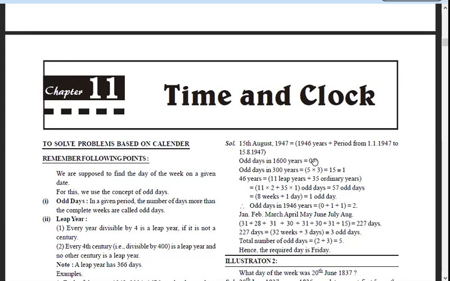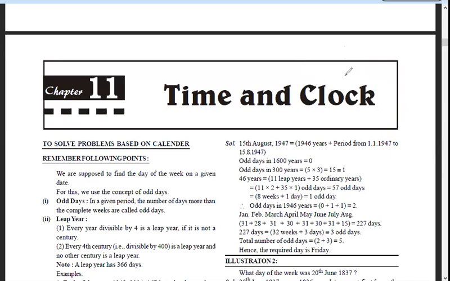So what you have to do? First, calculate till 1800, step by step. It's easy, it will be fast. 1600 discard. Then 200. 200, how many odd days? 10 odd days. Divide by 7, 3 odd days. Then 37 years. In 37 years, how many leap years? Divide by 4, so 9 leap years. How many ordinary years? 28 ordinary years. Then calculate the number of odd days.